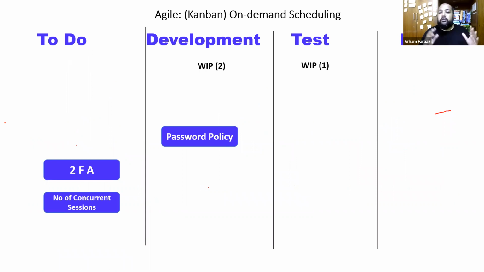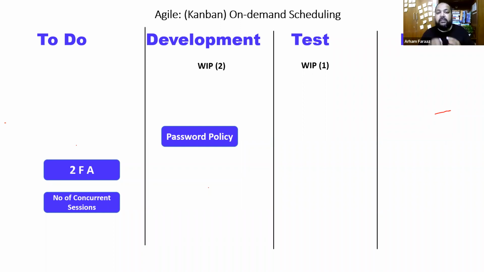Okay, there's another way of on-demand scheduling for agile. It's called Kanban. So Kanban is a methodology. It's a Japanese term for signboard. It was used by Toyota in car manufacturing. For software, we adopted it by using two important principles from Kanban. One is limiting the work in progress. One is the pull system.